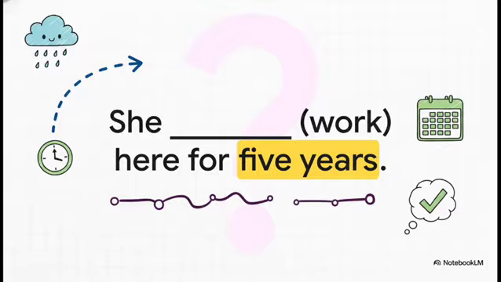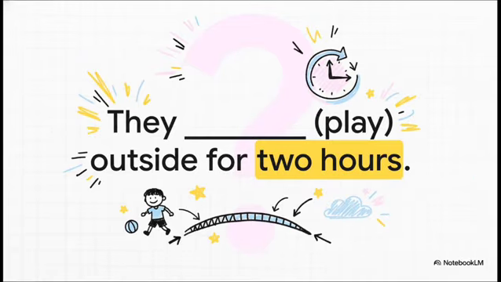Okay, number 2. She work here for 5 years. Again, we're really focusing on how long this action has been going on. What's the right form here? Think it through. And here's another one with a duration. They play outside for 2 hours, which maybe explains why they're tired now. How would you say it?